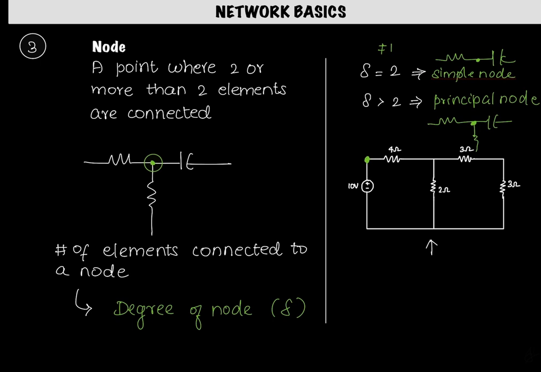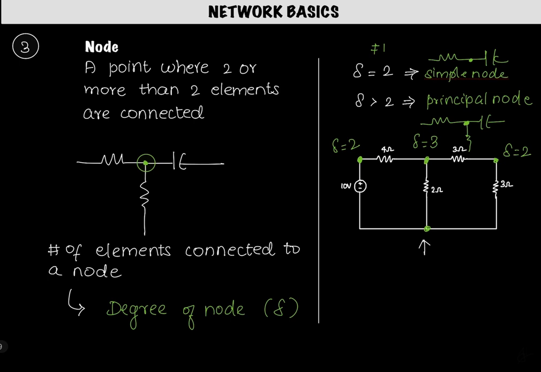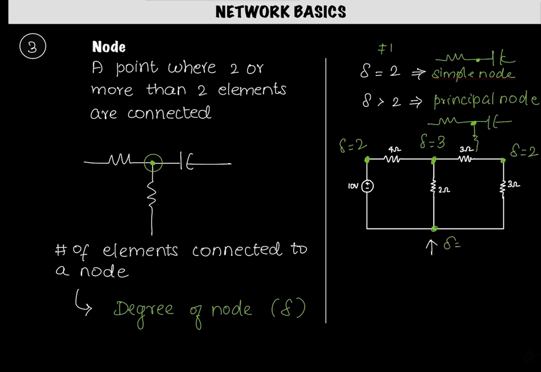So for this node, the delta is basically 2 because it is connected to 2 elements, and this node has delta 3 because it is connected to 3 elements, and this node has delta equal to 2 because it is connected to 2 elements, and this node has delta 3 because it has 3 elements connected to it, right?